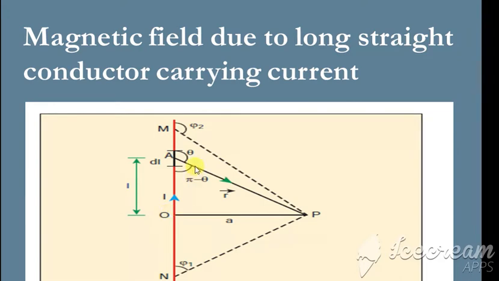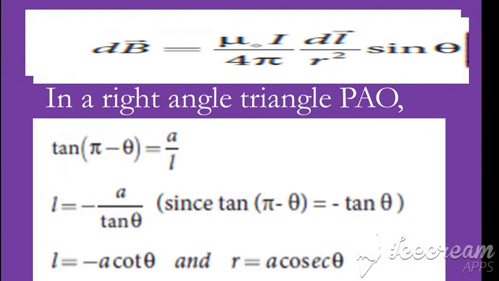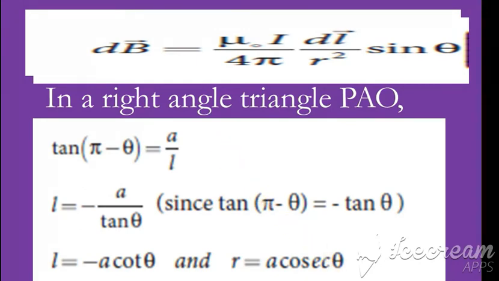In this triangle, considering this angle, what is the value of tan theta? That is what we are going to write here. So I'm going to draw the triangle here. This is P, and this is O, and this is A. And here we have the value pi minus theta.